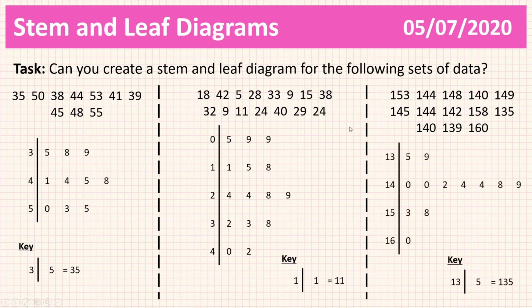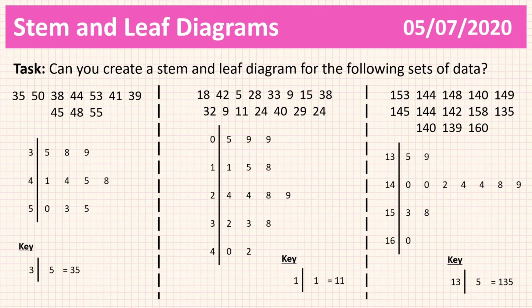And our last one, they're 3-digit numbers. So our stems need to show that. They need to have, for example, 13. So 13 with a leaf of 5 gives me 135, and so on and so forth for the rest of these. So hopefully you got this as your stem and leaf diagrams. Now you might be asking me, sir, why do we need stem and leaf diagrams?